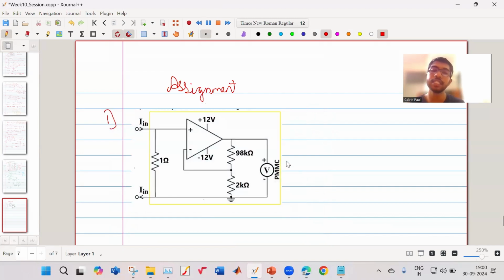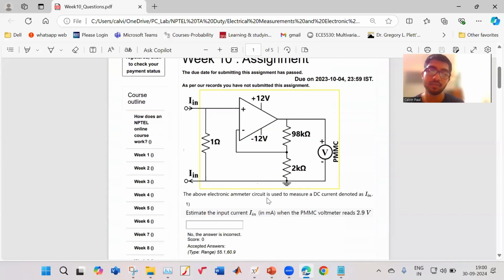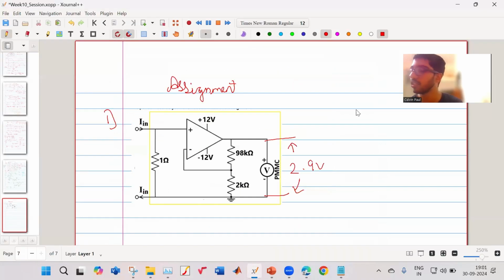So this is the circuit which is given to us, and they have told that this voltage is 2.9 volt. So your PMMC instrument is showing 2.9 volt. Then what is your V in? What is your input current in this state? How much is your input current? So how will you solve this?